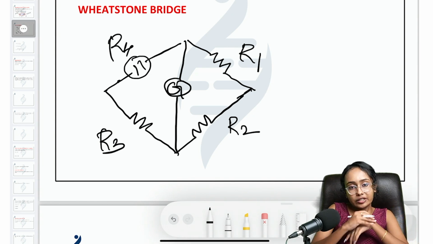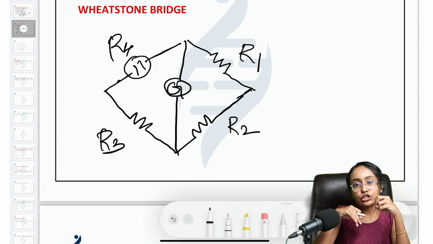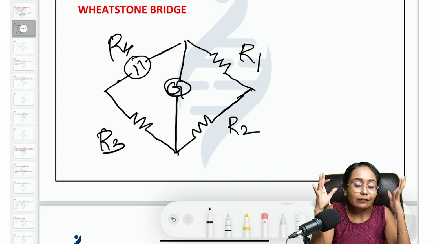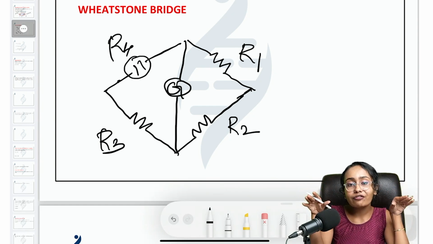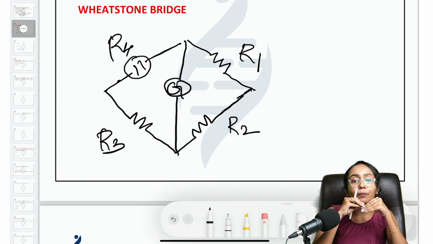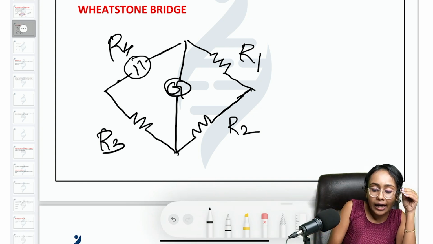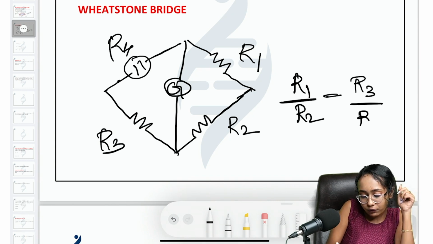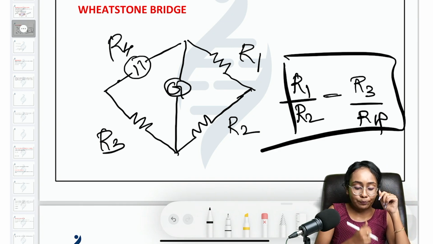This is the conductivity cell. At the balanced condition of the Wheatstone bridge, what is the balanced condition? It is where the galvanometer reading is 0, or the galvanometer shows no deflection, the null deflection point. The balanced condition is R1 by R2 equal to R3 by R4. This is the balancing condition of the Wheatstone bridge.